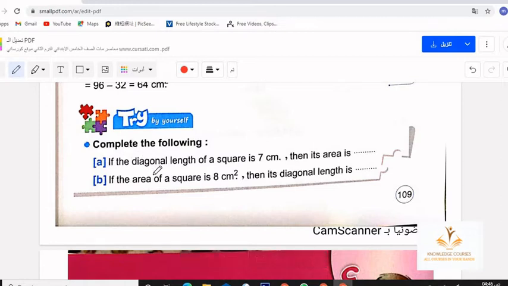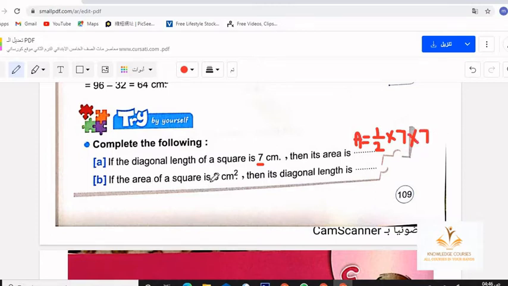Try: the diagonal length of a square equal 7. So the area, ماشي, area equal half multiply diagonal multiply diagonal, in this case equal half multiply 7 multiply 7.